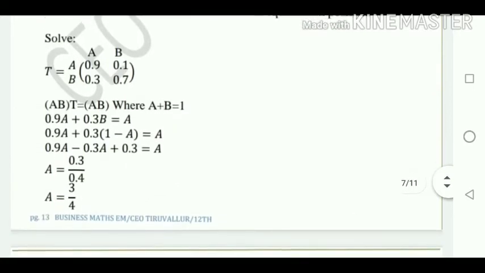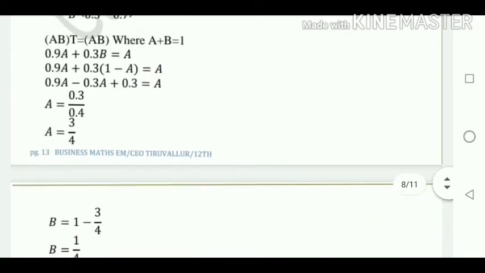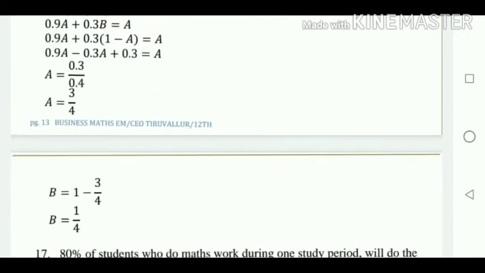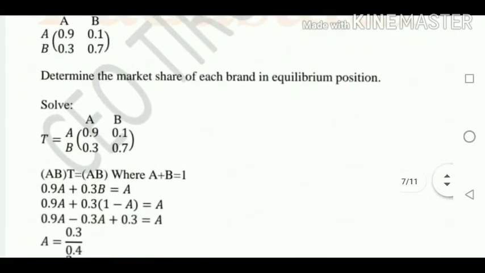You are getting the equation like this: 0.9A plus 0.3 times (1 minus A) equals A. That is 0.9A minus 0.3A plus 0.3 equals A. After that we find the value of A by taking A to the left side. A equals 0.3 by 0.4, that is 3 by 4. The value of A equals 3 by 4 means B equals 1 minus A, that is 1 minus 3 by 4, we are getting 1 by 4. The value of B equals 1 by 4. This is the way we have to find the equilibrium values using the transition probability.